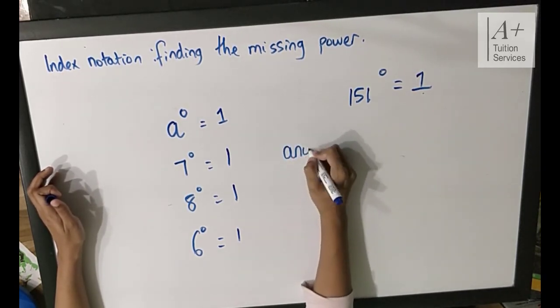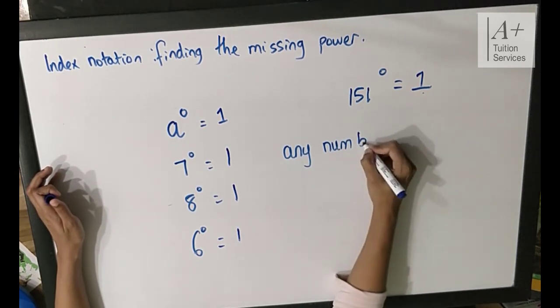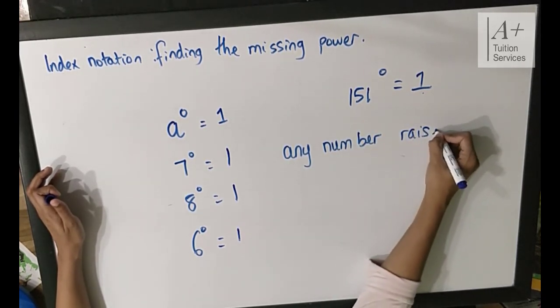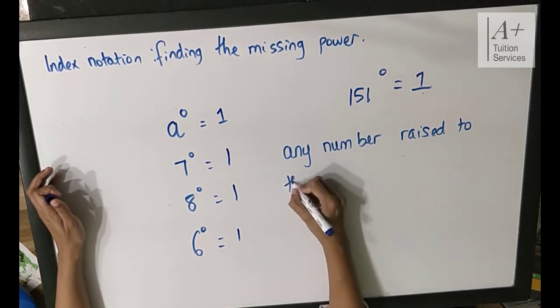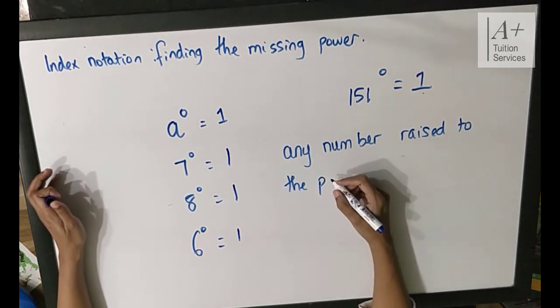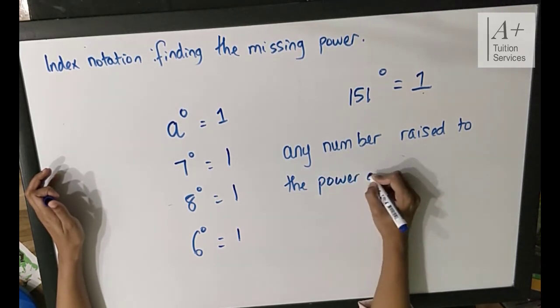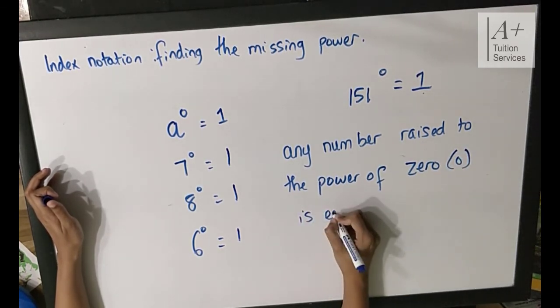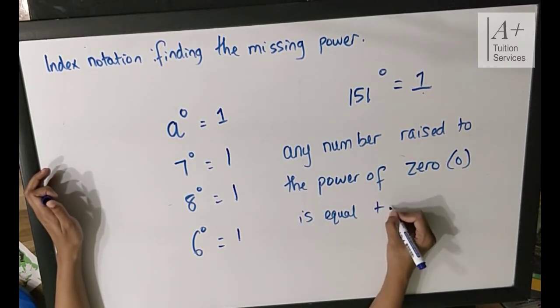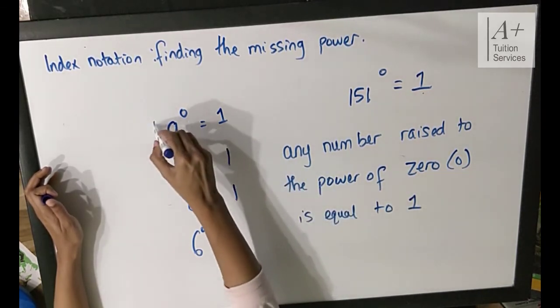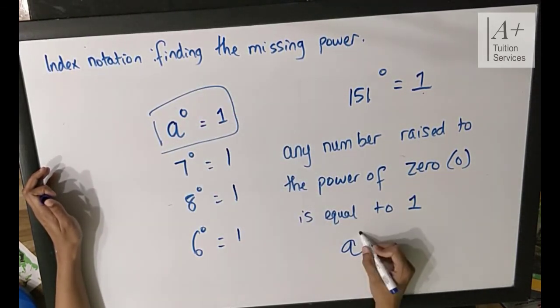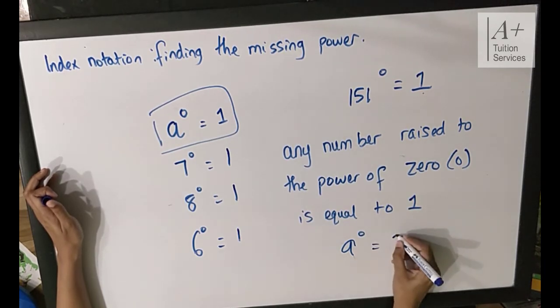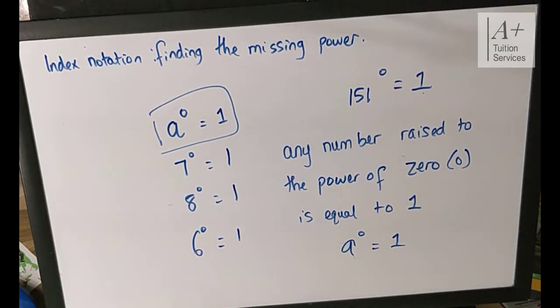So any number raised to the power of 0 is equal to 1. Okay, and this is the formula for that. A to the power of 0 is equal to 1. Okay, so that's a rule that you must know. So again, pause the video, take it down.